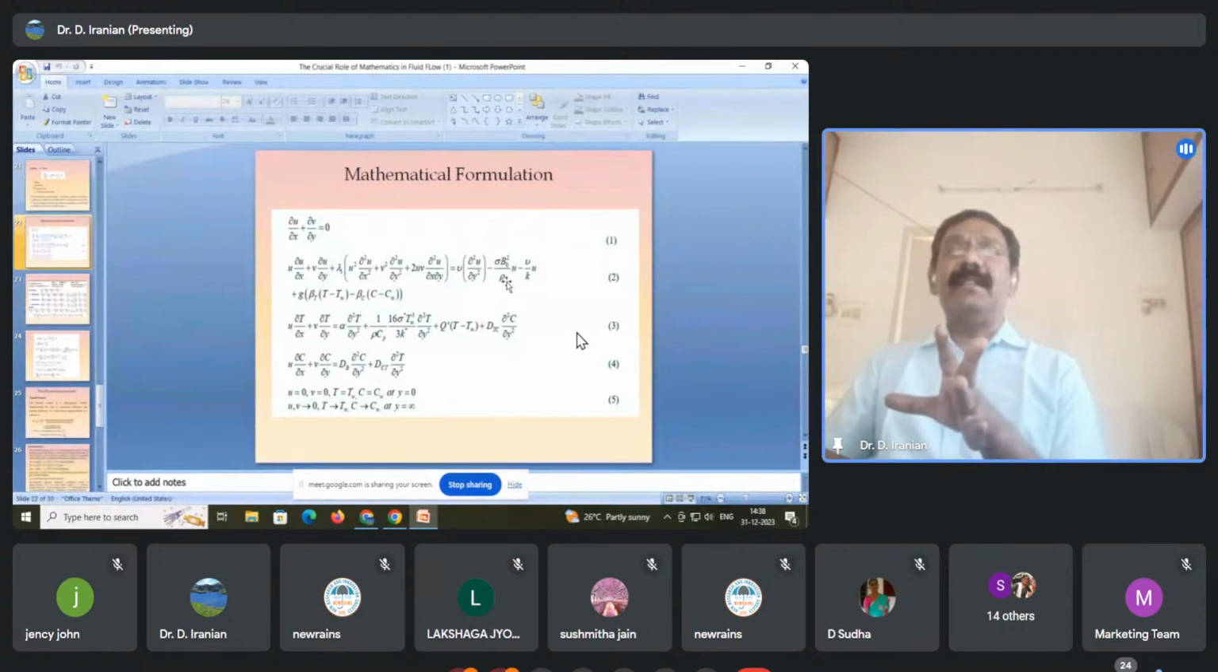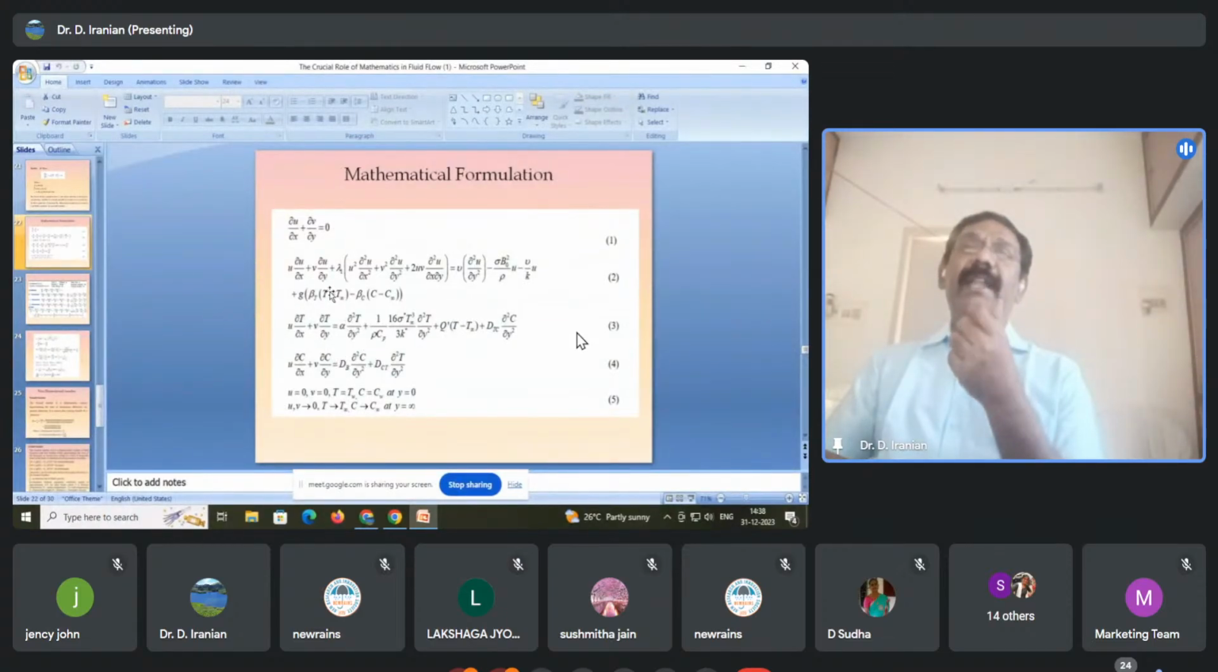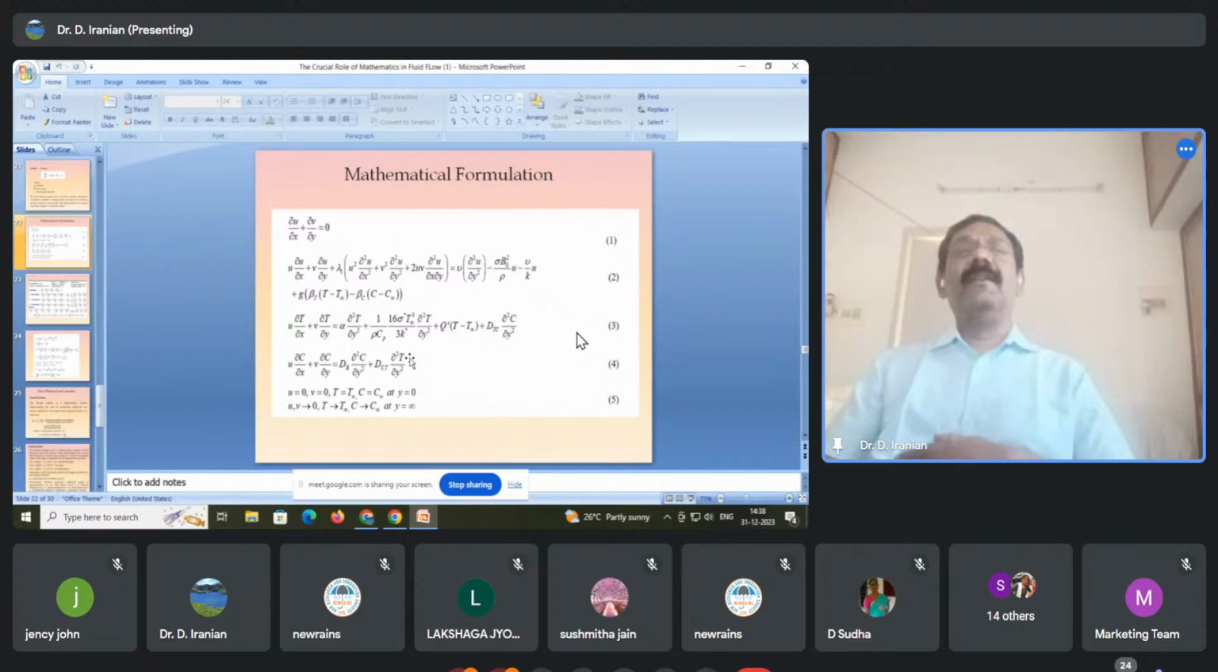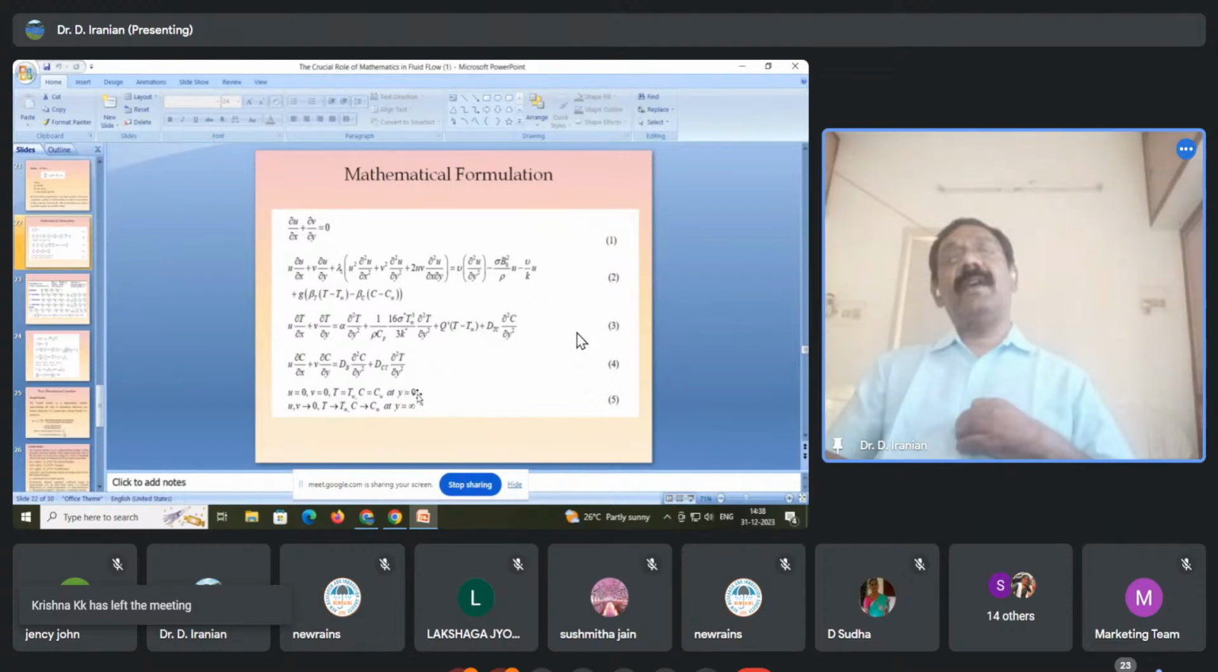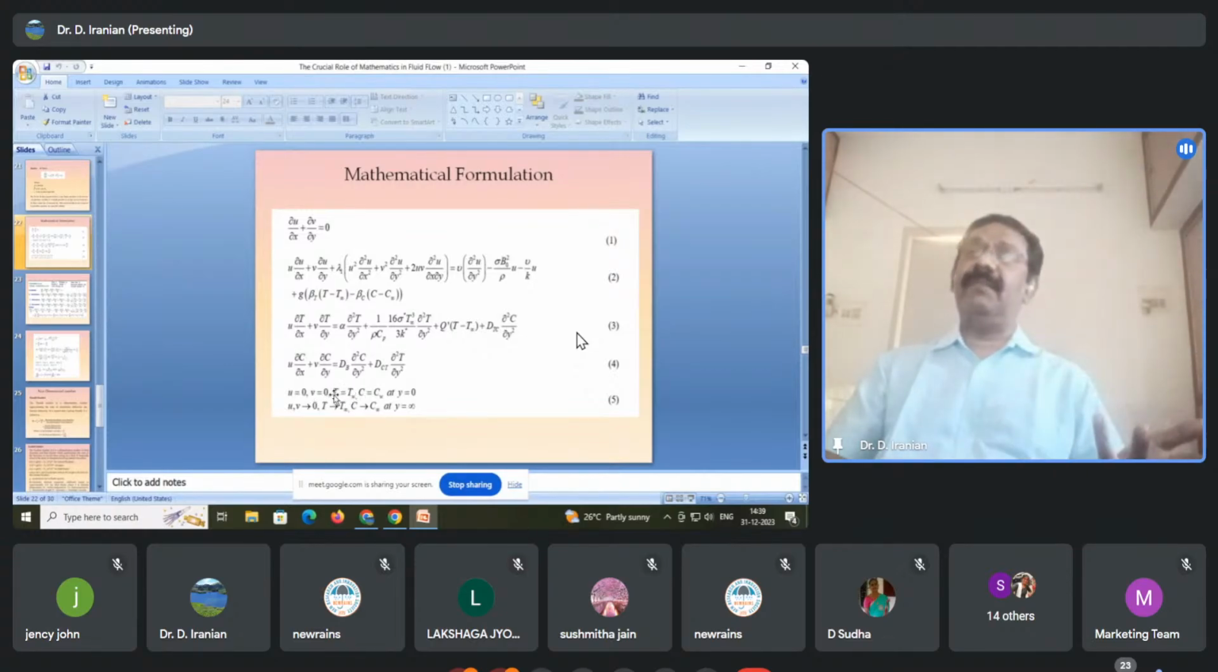Now these equations are called governing equations, and they are nonlinear coupled partial differential equations. For these four kinds of equations we have to give a solution. Along with them there are some boundary conditions: u = 0, where u and v are velocities, T is temperature, and C is concentration, up to y = 0. Initially the velocities are 0, there is a wall temperature, and outside the wall another temperature. So these boundary conditions and initial conditions we also have to apply.